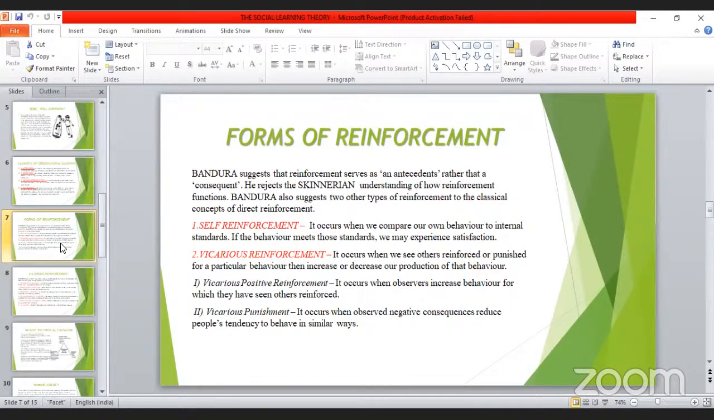I'm giving an example, like in the Corona period, right? In the Corona period, I feel that I should wear a mask. It is my internal standard that I should wear a mask and I should persuade other people to wear a mask, because it helps me to prevent that disease. It's my personal standard.